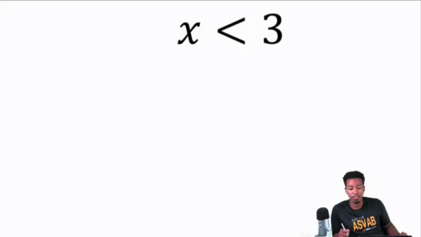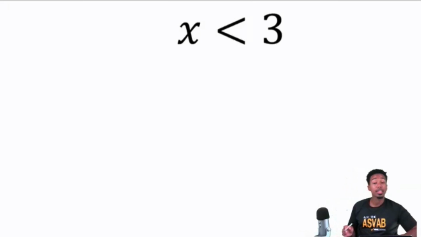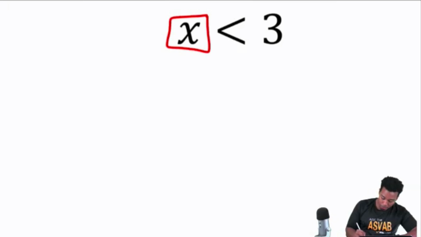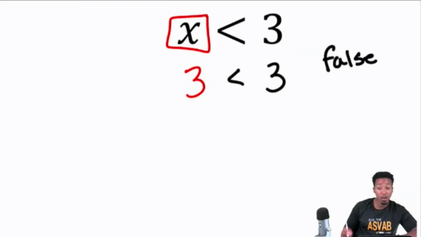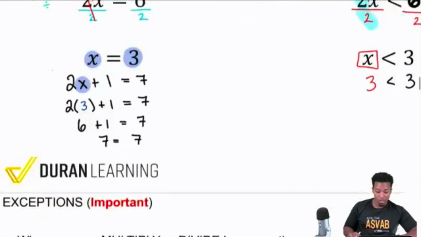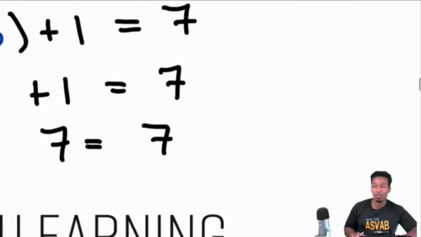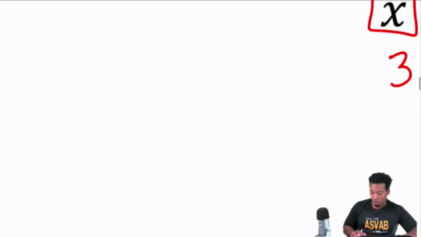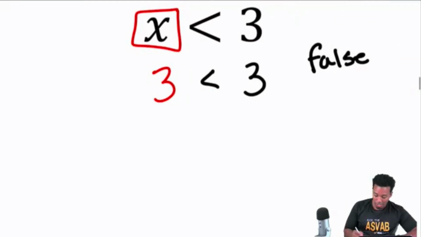We're on it right now. That's right. It's going to be no, because if you plug in 3, first of all, 3 is not less than 3. That is false. If you were to plug in 3, you're going to get 7 is less than 7, which is not true. So everybody, what is this telling you to plug in?